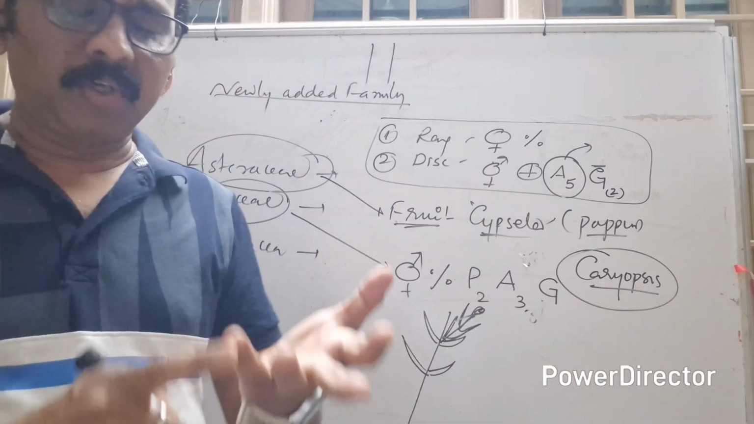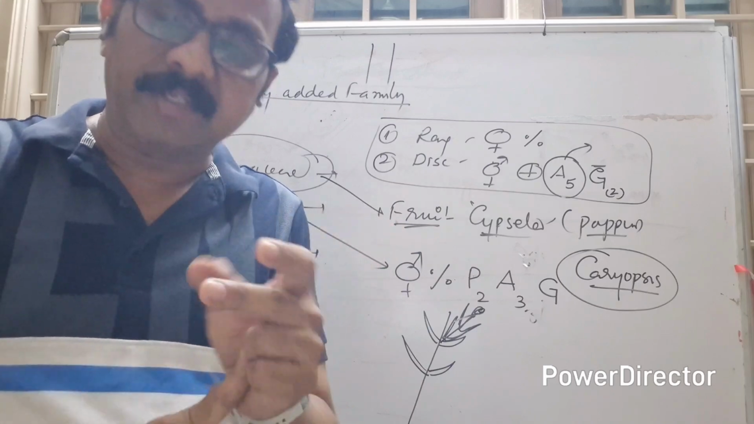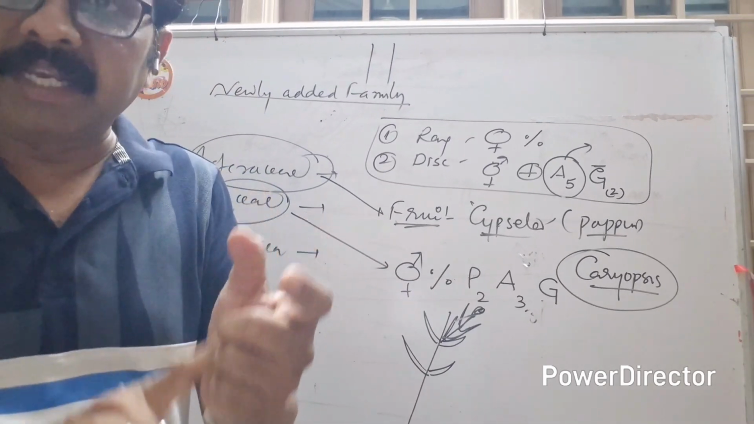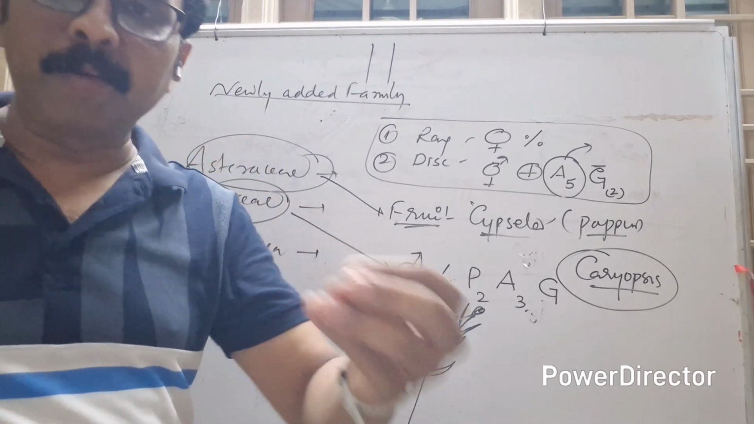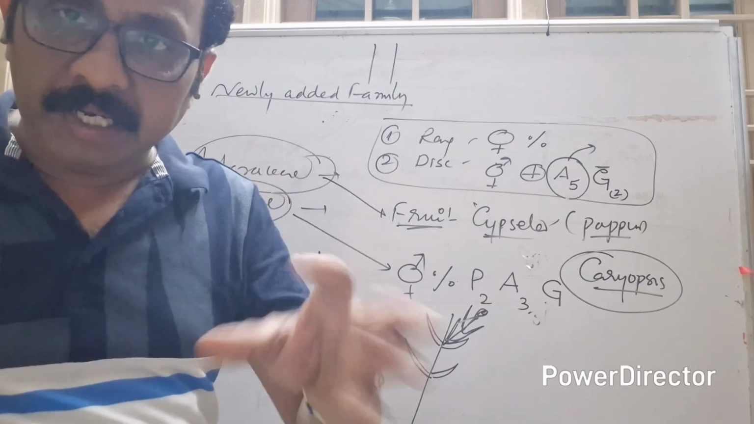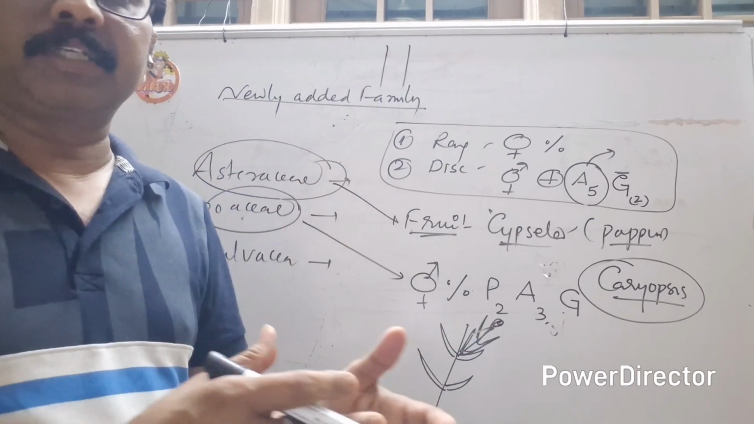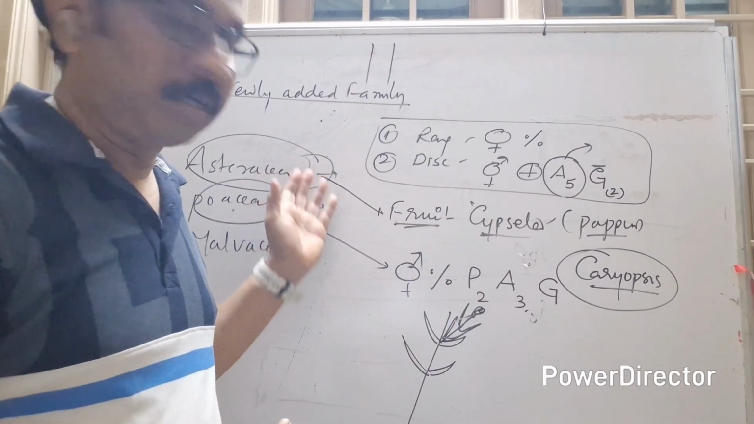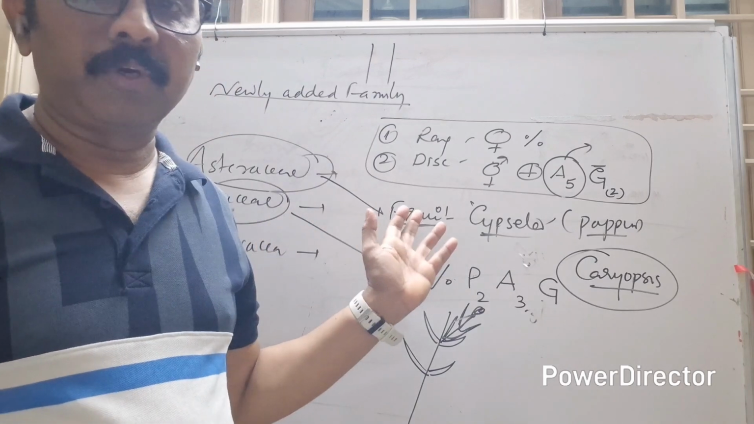Economic importance: wheat, Oryza sativa (paddy) and maize are all cereals. Bamboo and sugarcane are also important. So you have to remember all this regarding Poaceae members, including their economic importance.